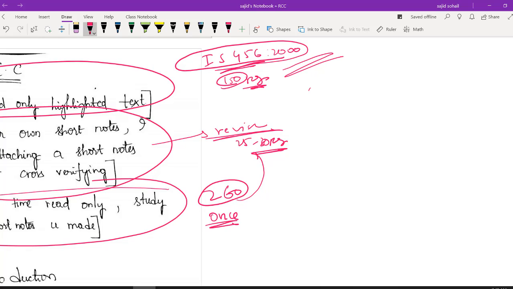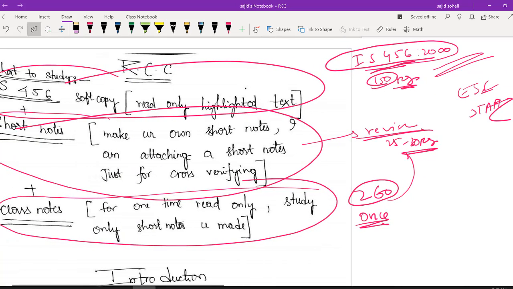It doesn't matter whether you are preparing for ESC, GATE, state PSC, or yes, it could be for SSC. It is one and the same. You have to follow the same pattern. Download the IS 456 highlighted copy of mine and read only that.